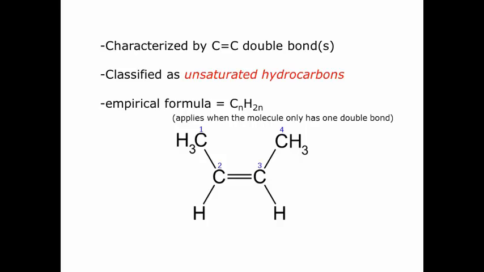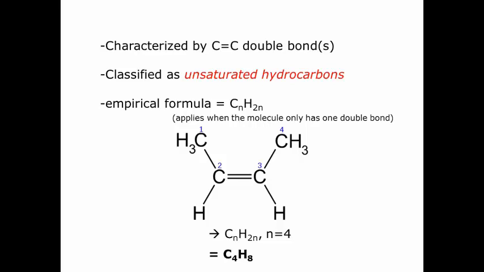unsaturated hydrocarbon. It does not have the maximum number of hydrogens that are available for a given number of carbons. And so in this example, we've got a 4-carbon structure which has 8 hydrogens as a result. If this was just an alkane, there would be 10 hydrogens. So this has fewer hydrogens in comparison, and it is unsaturated as a result.